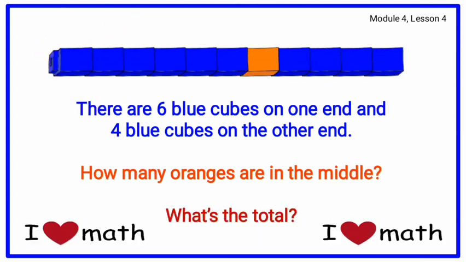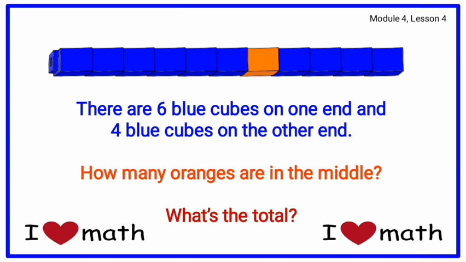Alright, now I have 6 blue cubes on one end and 4 blue cubes on the other end. But in between them, I have 1 orange in the middle. So what's the total? Okay, it's 11. So I have a total of 11 linking cubes, don't I?